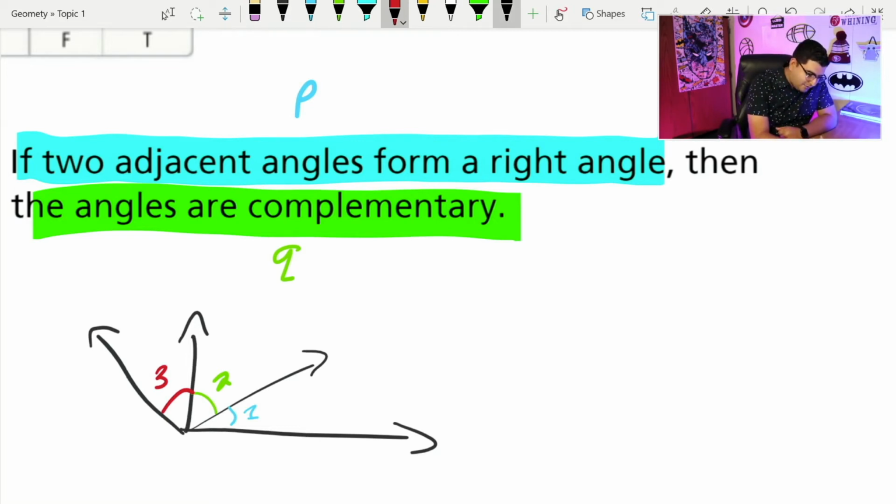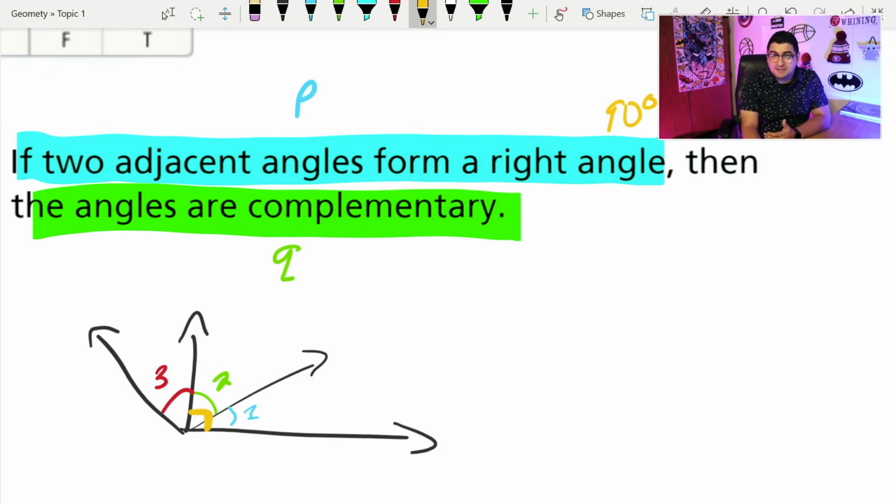Now, a right angle, in case you forgot, is usually denoted with a little square. In this case, it's this orange square. And right angles basically mean that they form a 90-degree angle. So I have two adjacent angles. That means two angles are touching each other, and they are forming a 90-degree angle. Now let's look at our conclusion, which says that the angles are complementary.